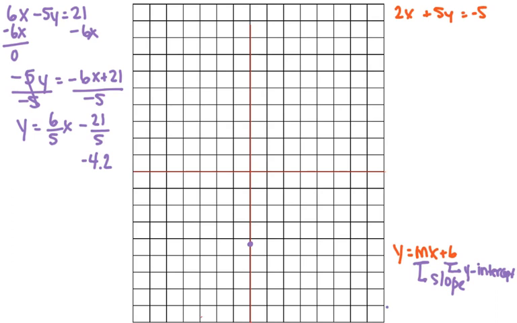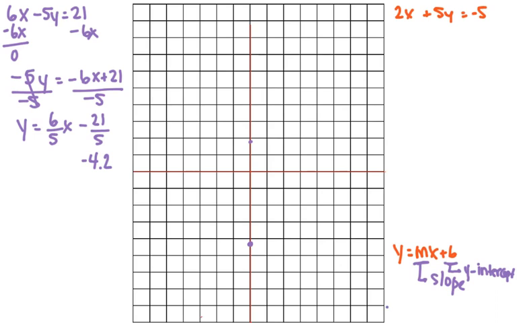Now, my slope tells me that I need to go up 6 units from this negative 4.2 and to the right 5 units. So I'm going to add 6 to negative 4.2, and it is 1.8. So I'm going to go to a point about at 1.8 on my y-axis. So that's about right there. But I don't actually want to point there because I need to move to the right 5 units.